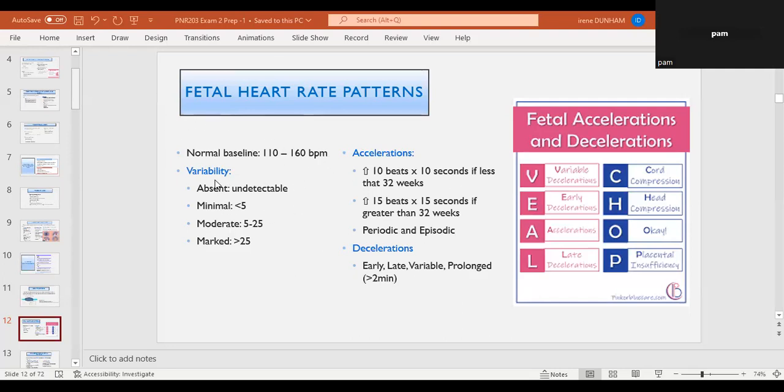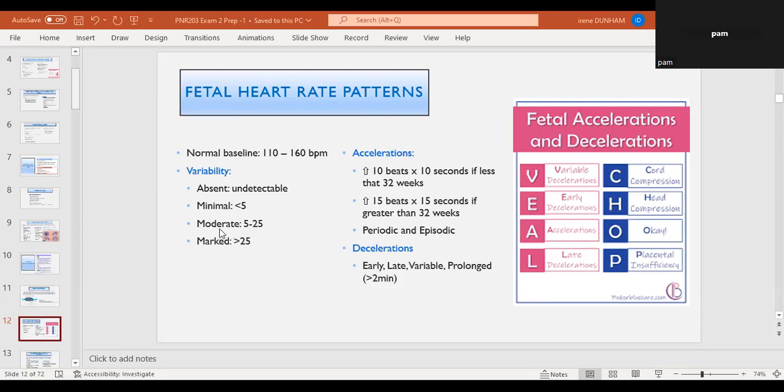The variability is those squiggly lines. So if I have none, it's undetectable. It's absent. That's never a good sign. That tells you your baby is not doing well. Let's see, minimal, less than 5. And when we're talking about variability, let me tell you, we're talking about the beat to beat. And then you have moderate, 5 to 25 beats. And then marked would be greater than 25.